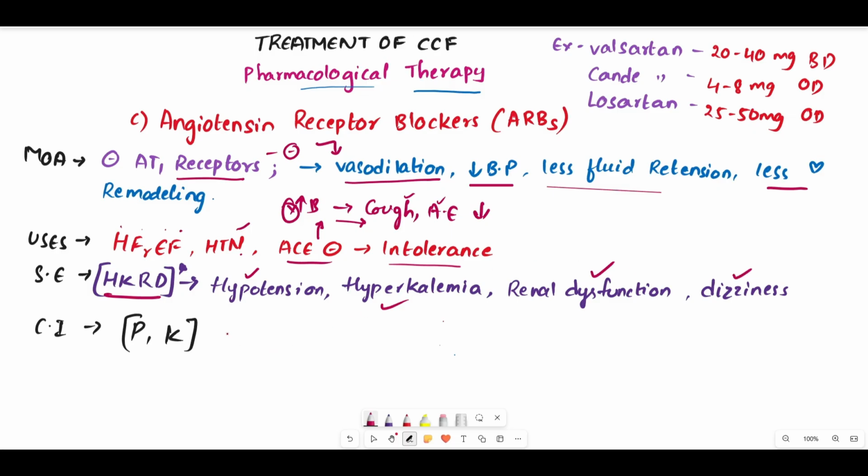And coming to the contraindications, this is not given in case of pregnancy, and this is also not prescribed if the patient is having any kind of kidney failure. And coming back to the examples: Valsartan, Candesartan, Losartan. Valsartan is given at a dose of 20 to 40 mg twice in a day. Candesartan is given at a dose of 4 to 8 mg once in a day. Losartan is given at a dose of 25 to 50 mg once in a day.